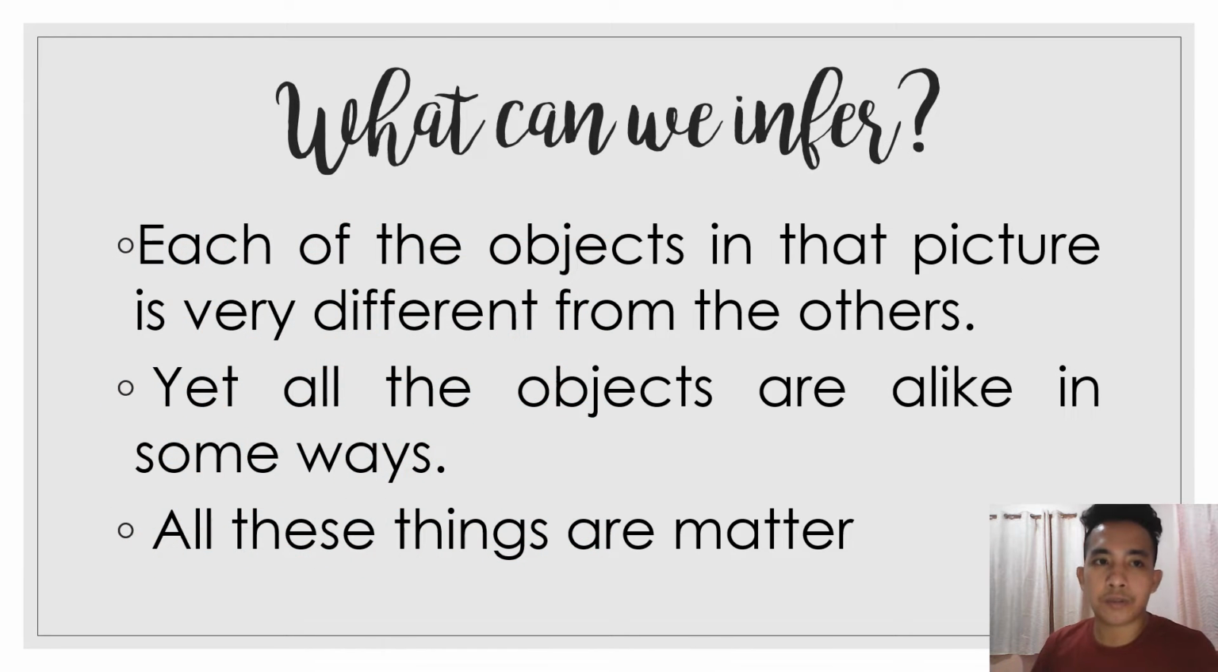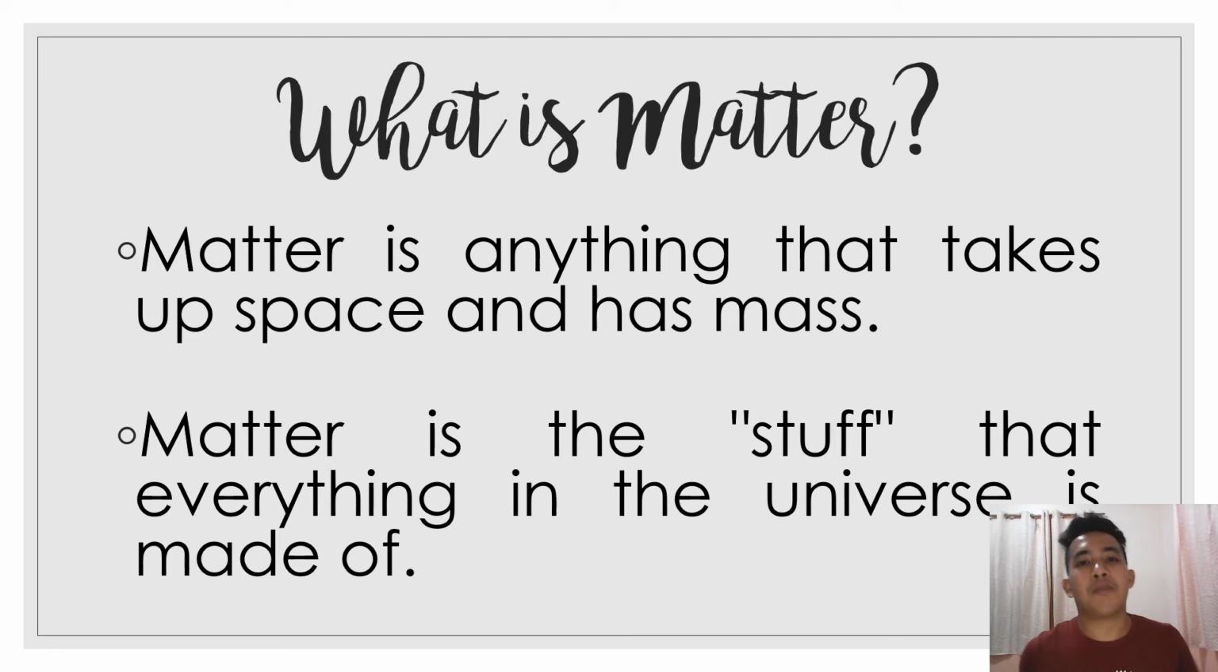So what can we infer? Each of the objects in that picture is very different from the others, yet all the objects are alike in some ways. All these things are made up of matter. So let's have a review. Again, what is matter? Matter is anything that takes up space and has mass. Matter is the stuff that everything in the universe is made of.